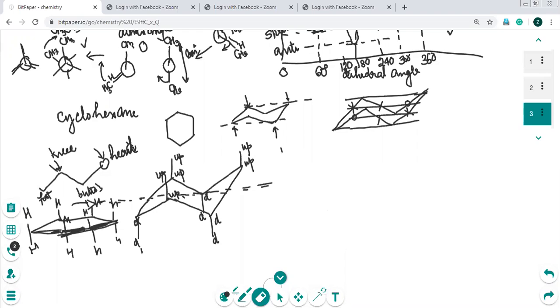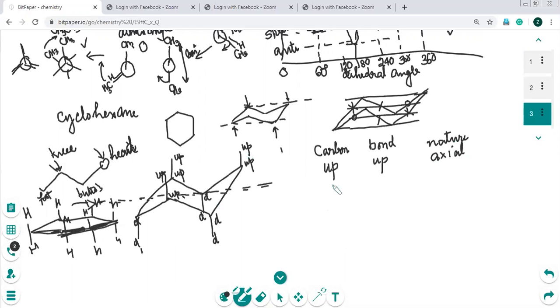Okay. Now let me put the carbon. Let me put the bond. Nature of the bond. Now see here, we are talking about the up carbon. Up carbon, up bond: axial. The up bond on the up carbon is axial.